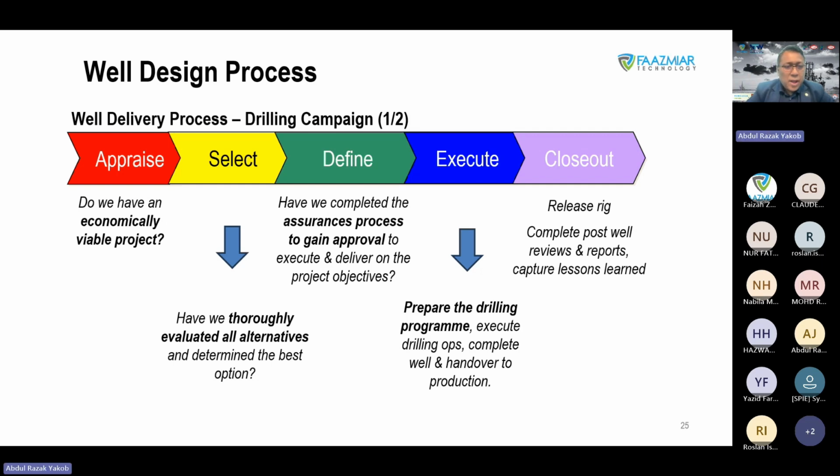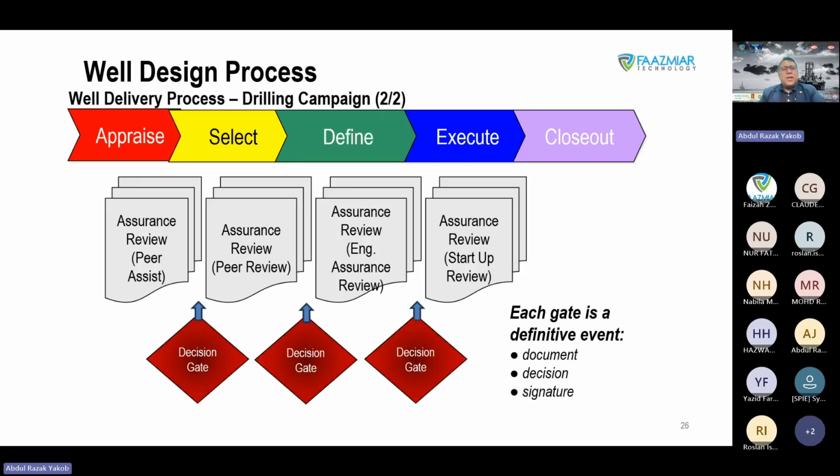All right. The next part of the well delivery process in the drilling campaign is, of course, the assurance review. In each one of the decision gates that you see here, I am standing in front of these people who will try to shoot me down, but I won't fall because I am titanium.